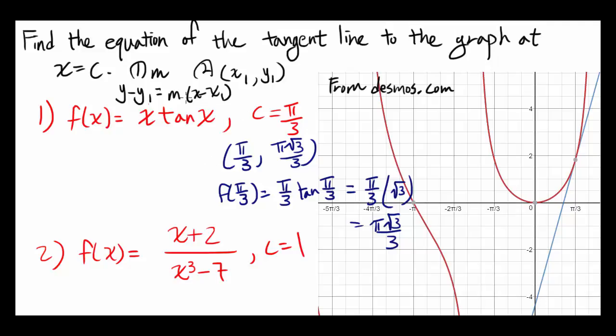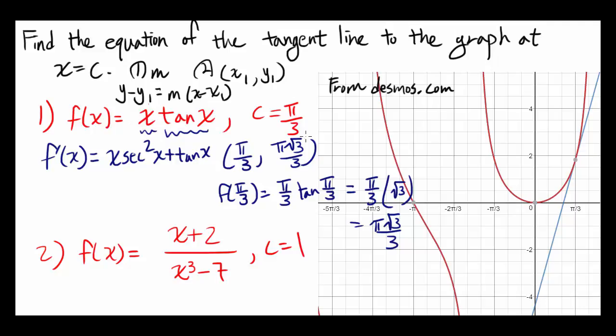Now let's try to find the slope. Well, one way to find the slope of this line is to find the derivative of this equation and plug pi over 3 into x. So what's f prime of x? Derivative of x tangent x. Well, you use the product rule, so you get x times secant squared of x plus tangent of x. You have x multiplied by the derivative of tangent, which is secant squared, plus the derivative of x, which is 1, times tangent of x.